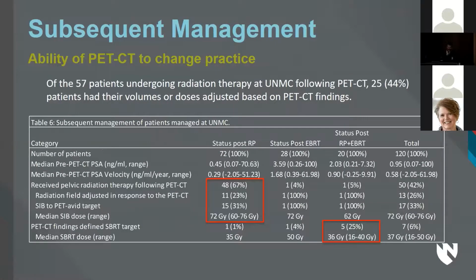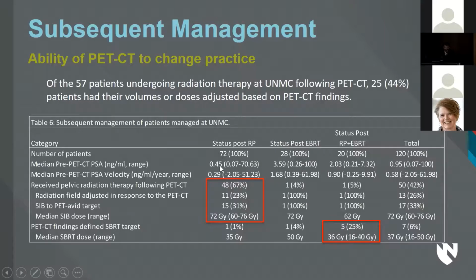So how did these PET scans adjust our management? Of the 225 patients, as I mentioned before, 120 were managed at UNMC. 57 patients underwent radiation therapy after their PET scan. Of those 57 patients, 44% or 25 patients had either their volumes adjusted or their doses adjusted as a result of that PET scan. Looking specifically at the patients after radical prostatectomy, we had 72 patients managed at UNMC.